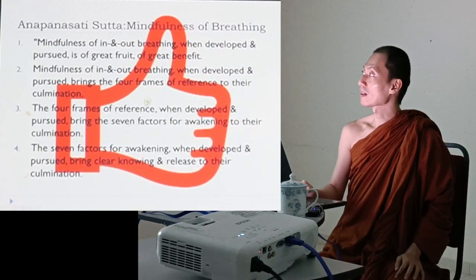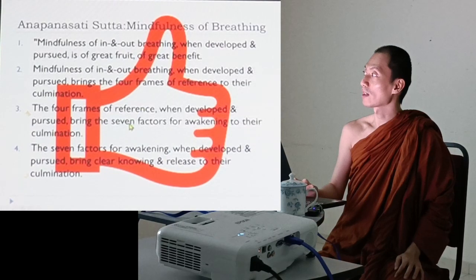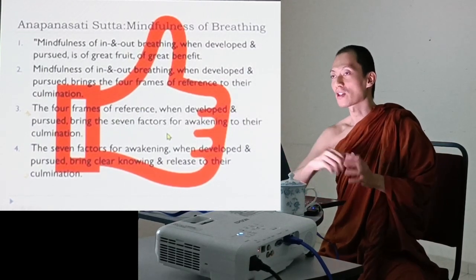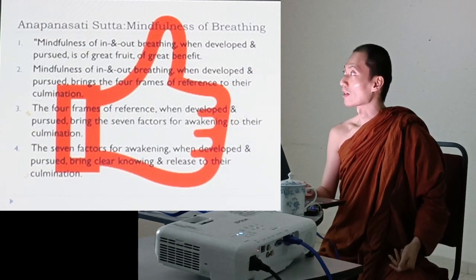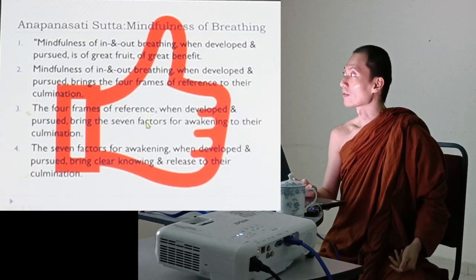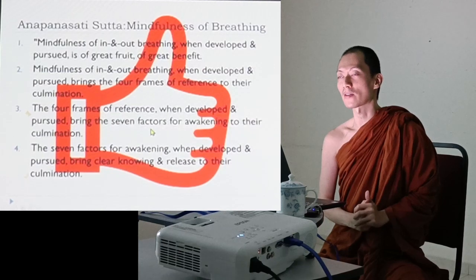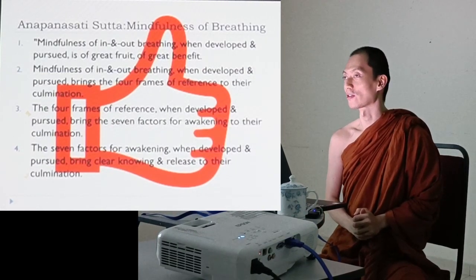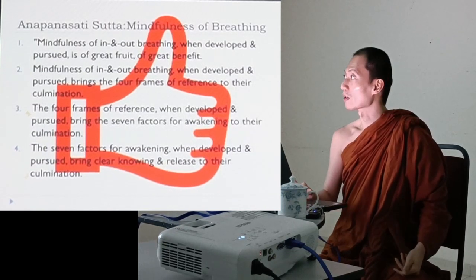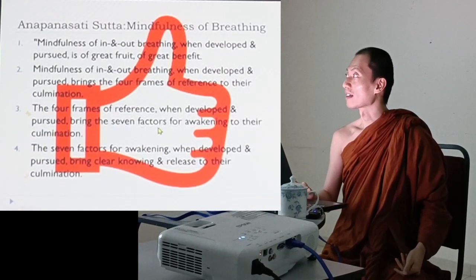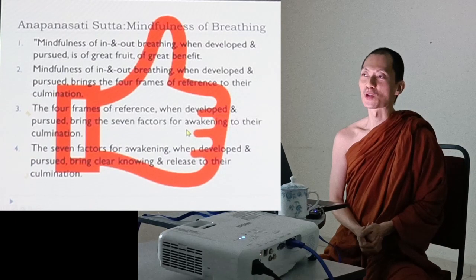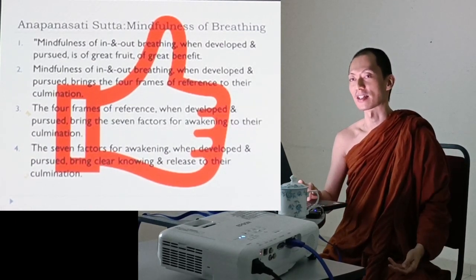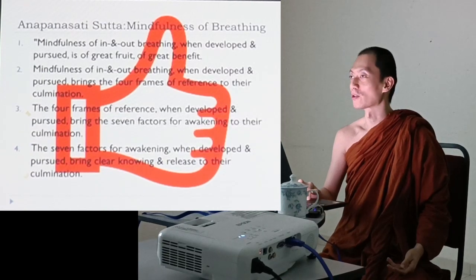These 4 foundations of mindfulness will eventually lead to the 7 factors of awakening. So any meditation object with these 4 foundations of mindfulness will have these 7 factors of awakening, because the 7 factors of awakening are part of the 4th foundation of mindfulness. And the 7 factors of awakening are the gateway to awakening. So nobody can say they reached enlightenment without experiencing these 7 factors. It's a must to go through.